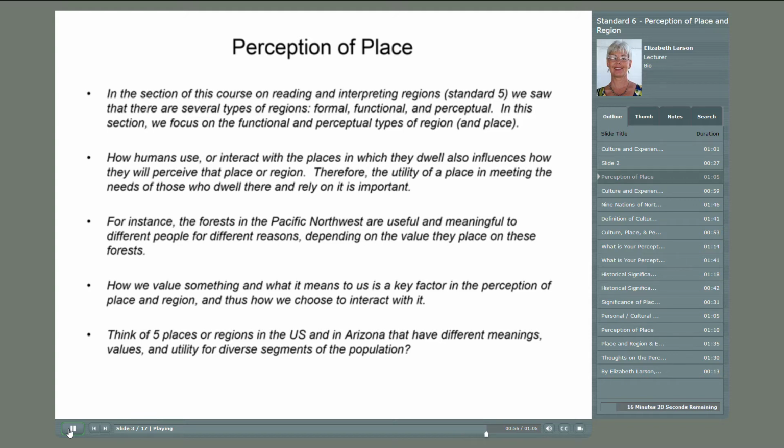Think of 5 places or regions in the U.S. and in Arizona that have different meanings, values, and utility for diverse segments of the population.